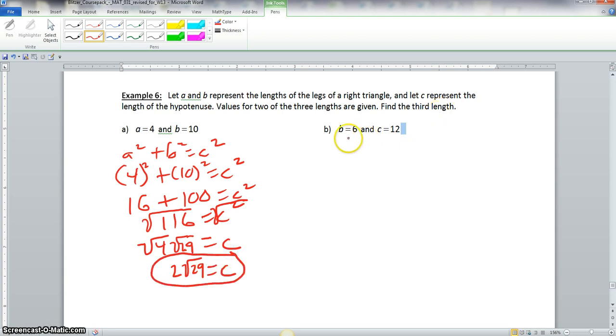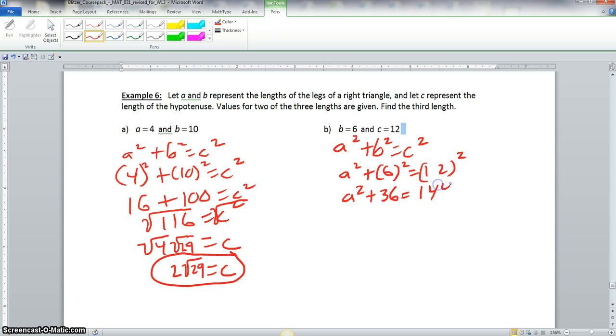Now we go here to b. You notice we have b and c, but we don't have a. So we have a squared plus b squared equals c squared. A we don't have, but we do have b, and c is 12. So we have a squared plus 36 is equal to 144. Now we're going to subtract 36 on both sides, and we'll have a squared is equal to 108.